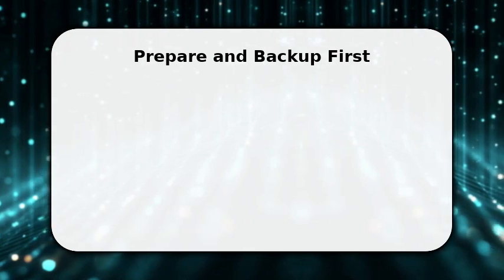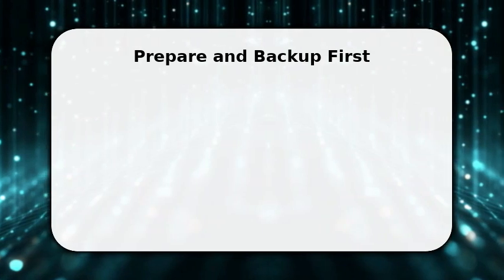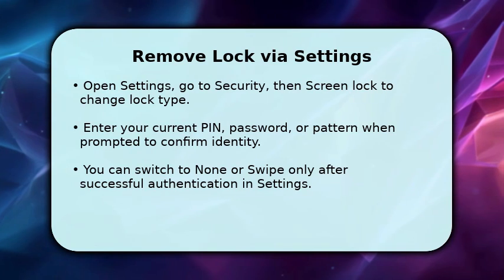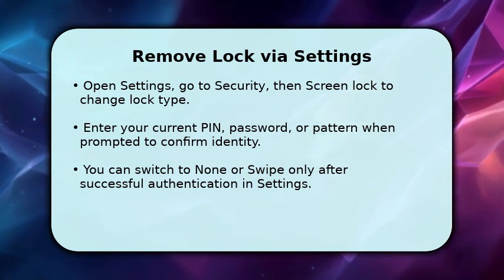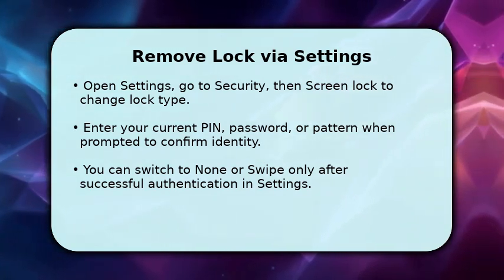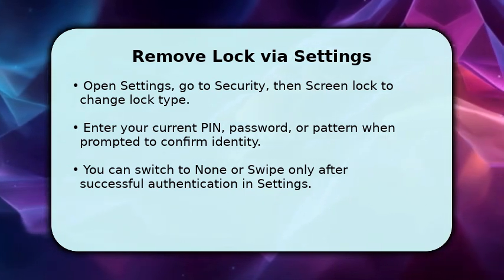Open the Settings app and navigate to Security or Lock Screen Settings. Tap Screen Lock or Lock Screen Type to view available lock options. You will be prompted to enter your current PIN, password, or pattern to confirm your identity. After authentication, choose None or swipe to remove the password entirely from the device.